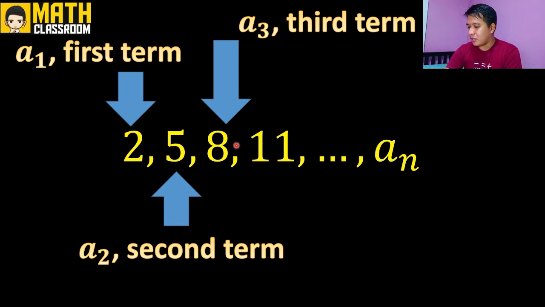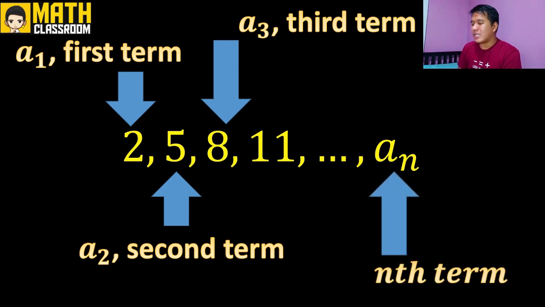And as you could notice here, meron tayong a sub n dito. And a sub n refers to any term in the sequence. So, pwede siyang pang 10, pang 20, pang 30, and so on. We will call this the nth term. Okay. So, actually, we can find any term in the given sequence by listing all of the numbers in the sequence. For example, gusto ko malaman yung pang 10, I'll just say 2, 5, 8, 11, 14, 17, and so on. I can just simply list them down.